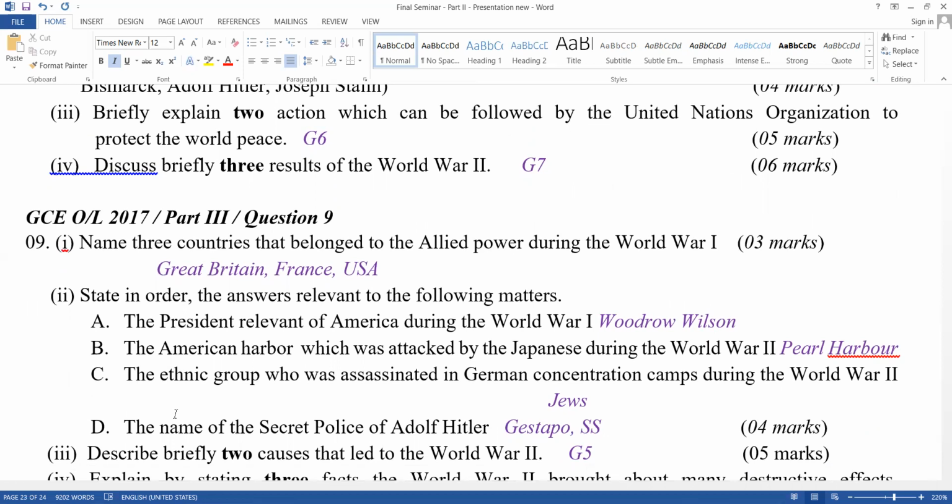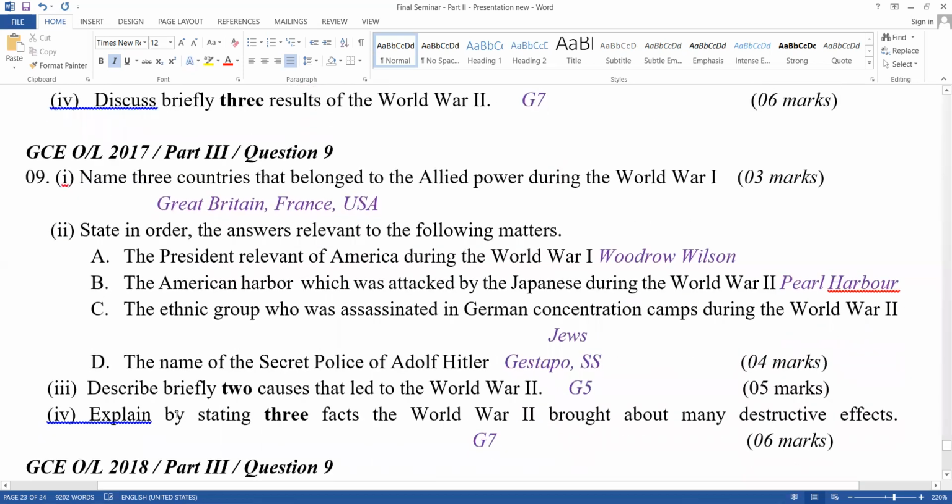Describe briefly two forces that led to the World War II. Reasons for World War II, answer is G5. That Hitler's actions and this Japanese policy of aggression. Explain by stating 3 facts.